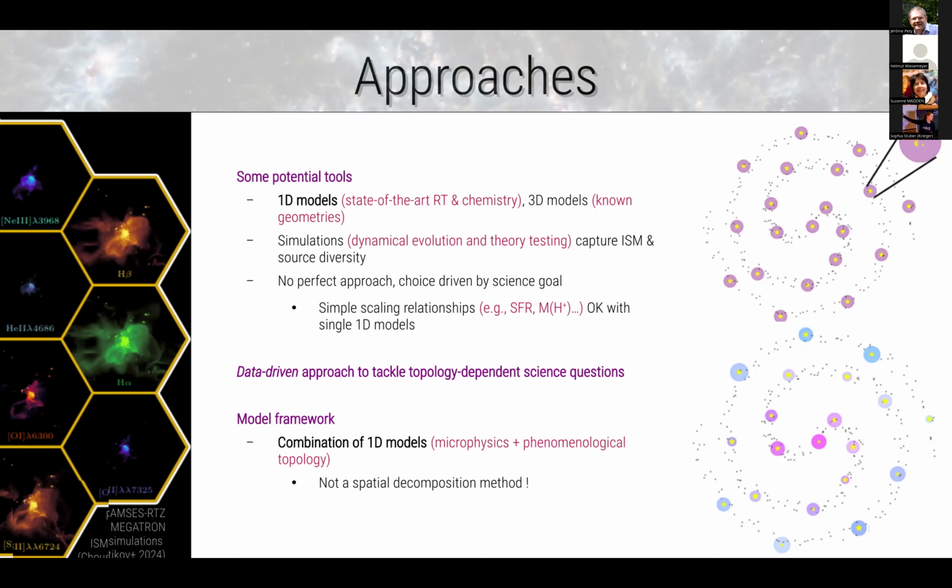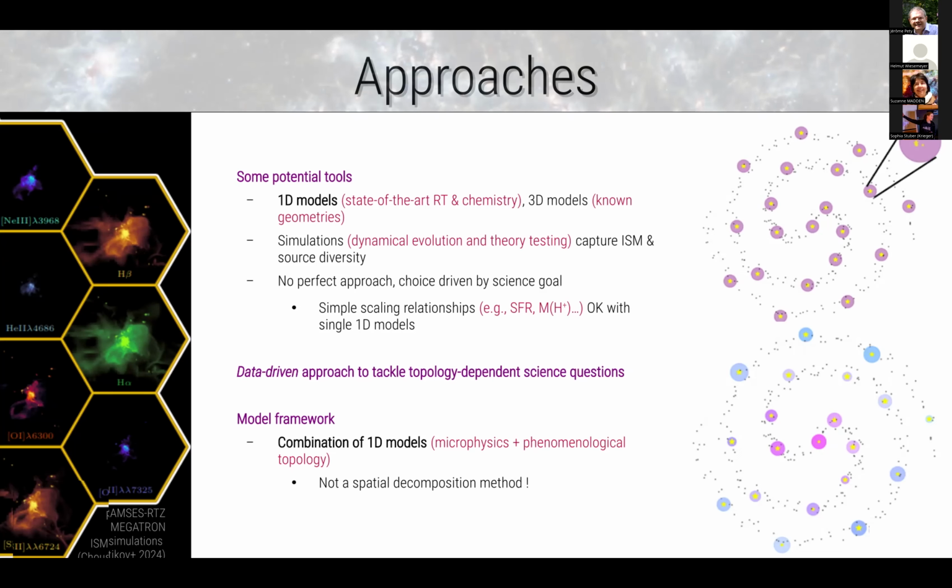And to illustrate that, there are some simple scaling relationships, for instance, to get the star formation rate or the ionized gas mass that are perfectly okay with single 1D models. But what I will present is more of a data-driven approach to tackle topologically dependent science questions. And for that, we will combine 1D models to describe the sum of the emission of emissive components of a galaxy. So combination of 1D models, the microphysics will be encoded in the 1D models, and the combination, you can think of it as a phenomenological approach. It is not a spatial decomposition method, and I will come back to that.